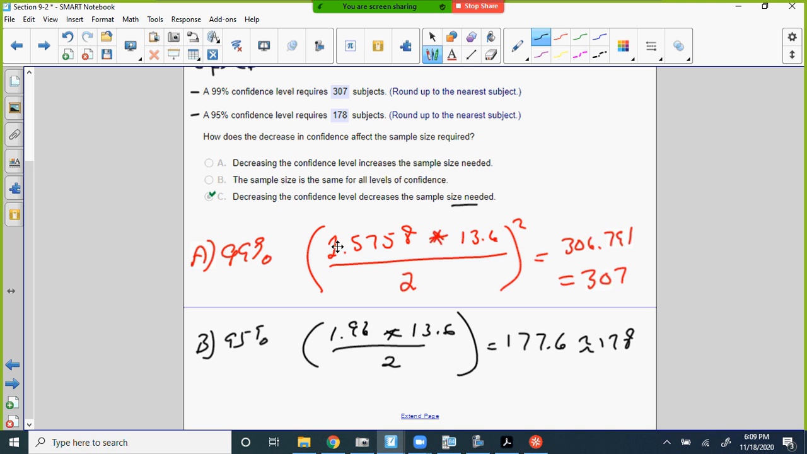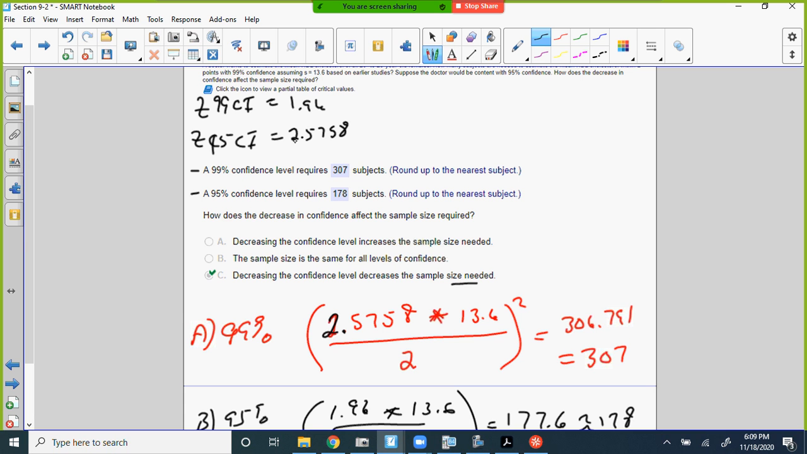No, that's a 2. Yeah, that's a 2. That all came from right here, right? It's the Z alpha over 2 times the S, the standard deviation of the sample, all over E squared, right? There. That's the formula, right? And these confidence intervals are coming from a Z-score, right?